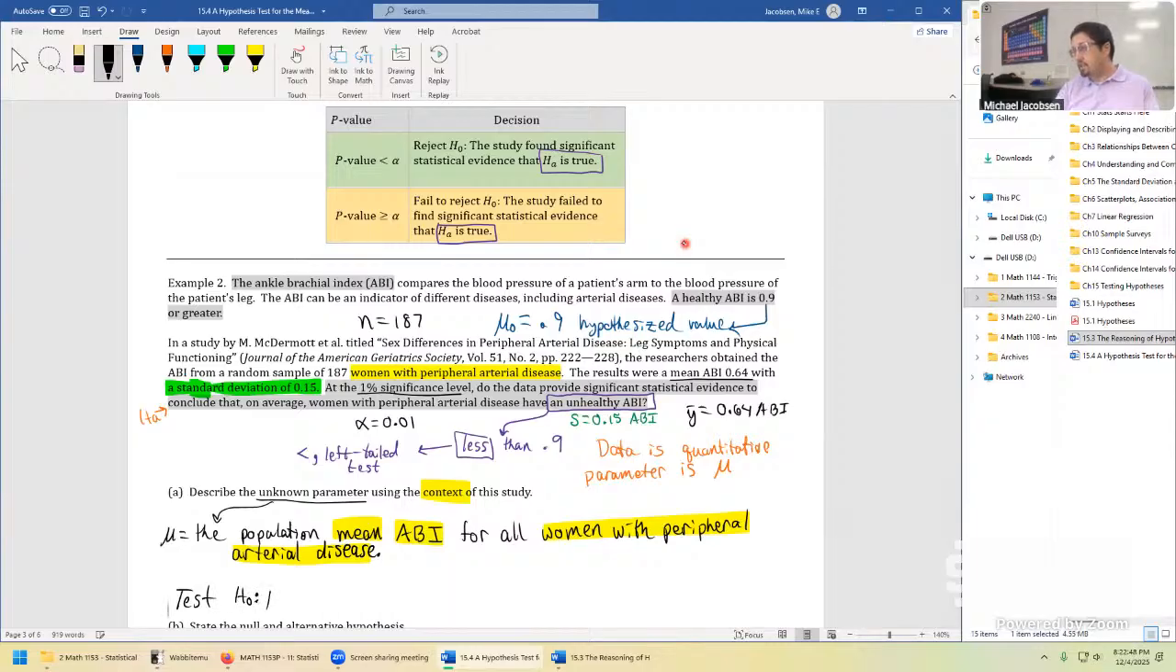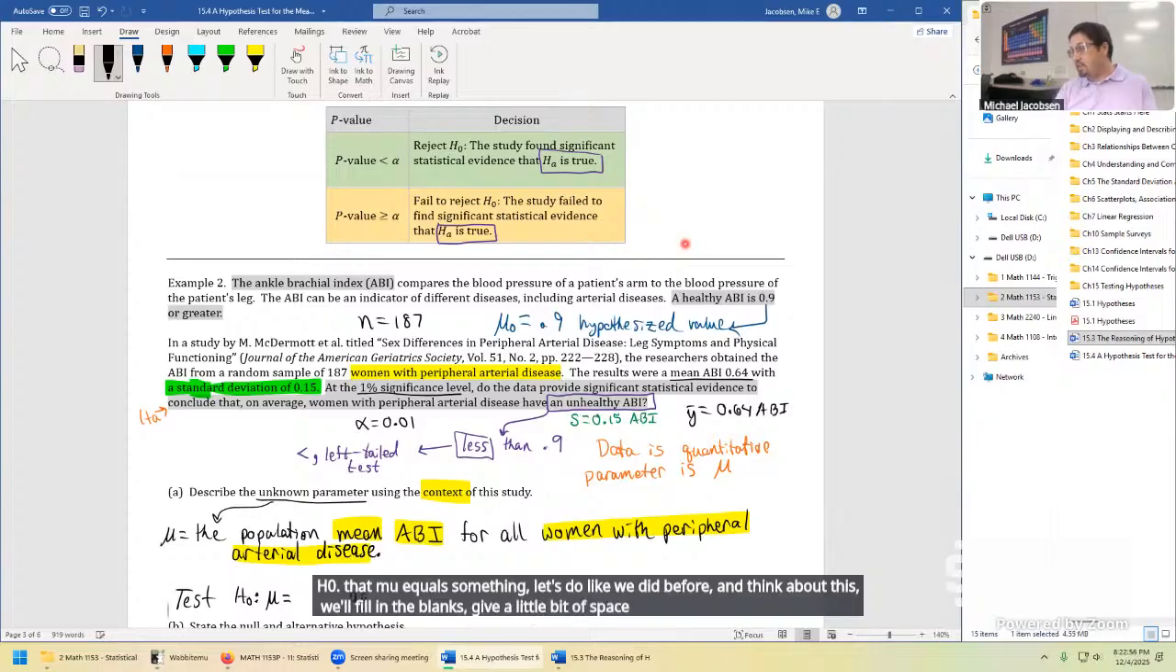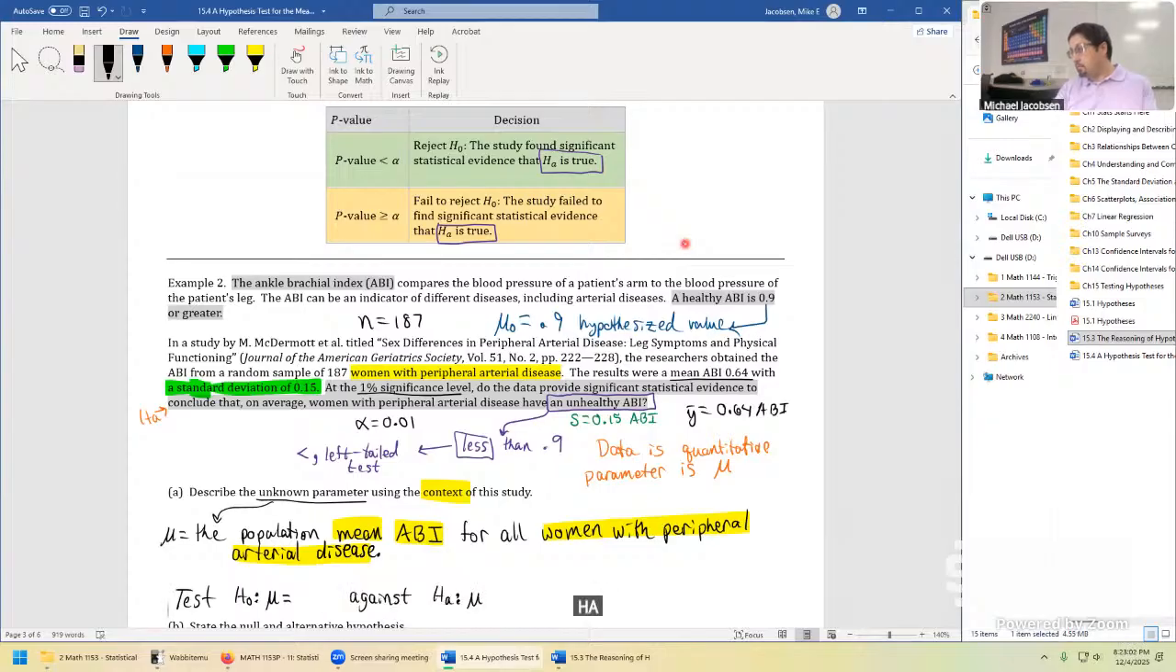We have the hypothesized value, and so we can now say test H naught, that mu equals something. Let's do like we did before and fill in the blanks, give a little bit of space and say against HA, mu and then something, and then a little bit of space and say at.